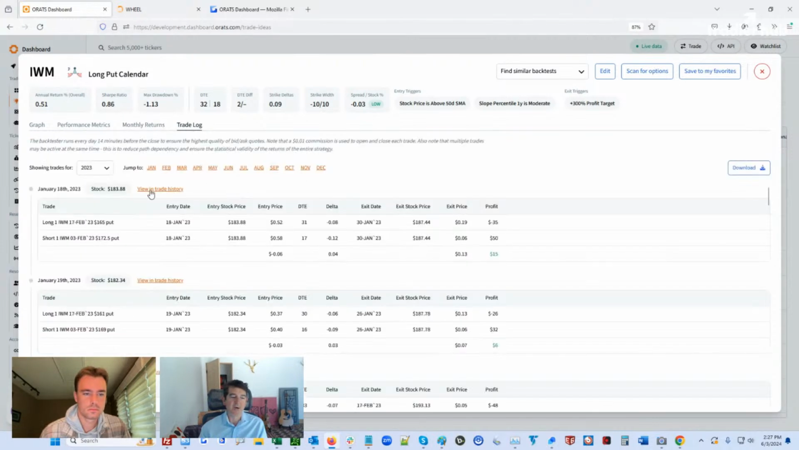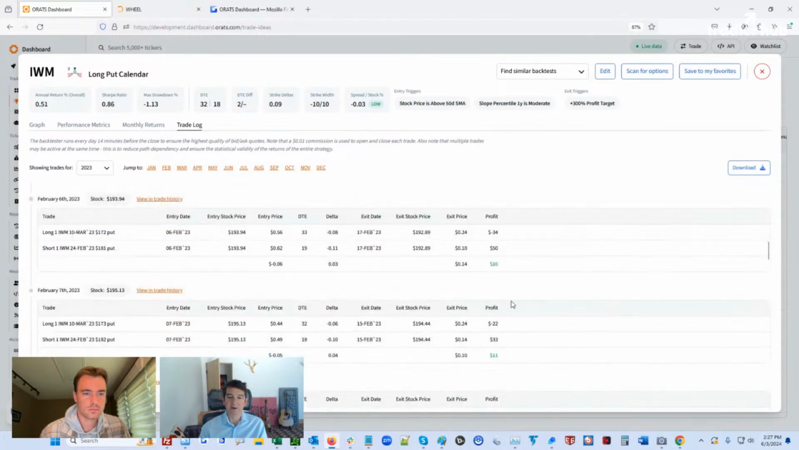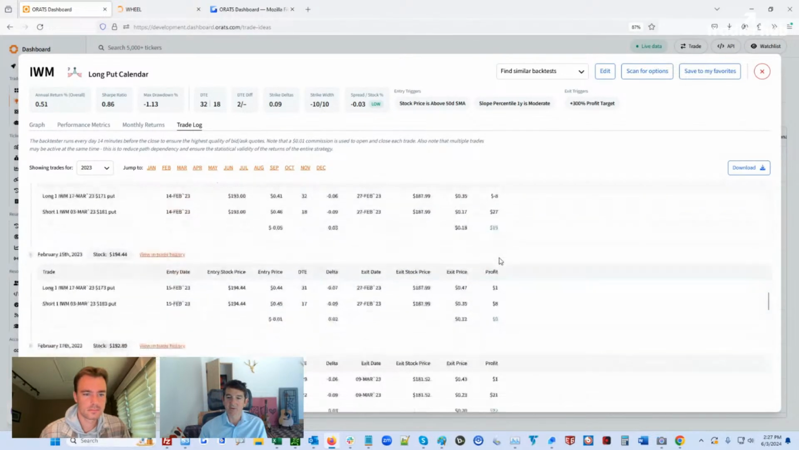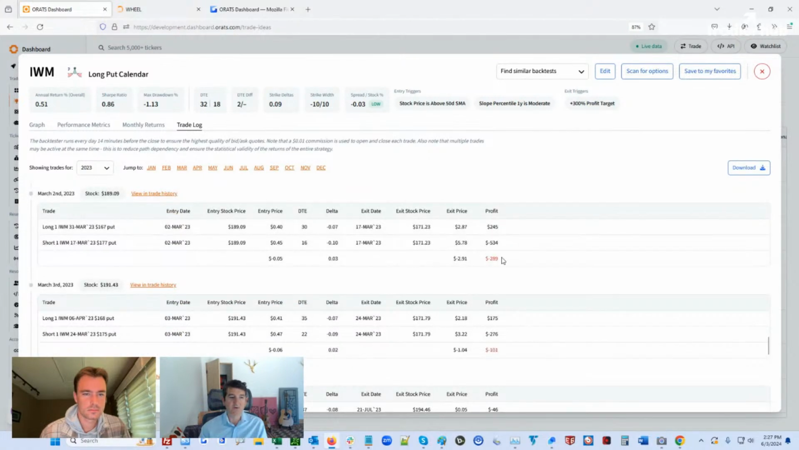And then, of course, you can always see the trade log, how they're doing. I like to just scroll through the years and see, hey, look at the wins. So it's a nice win rate. But then when you lose, you do lose a fair amount on this.